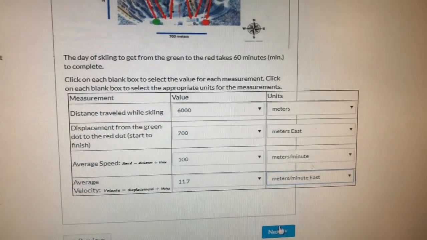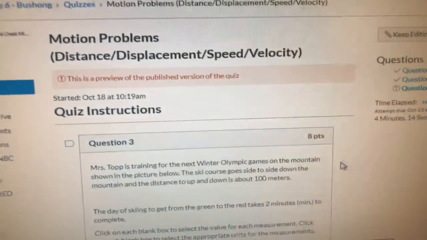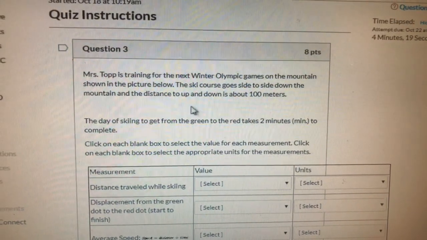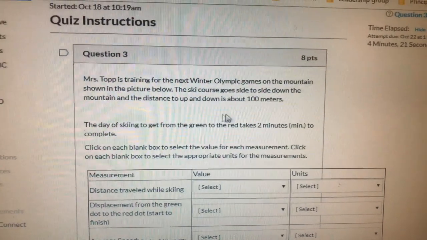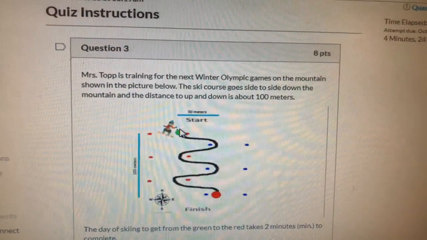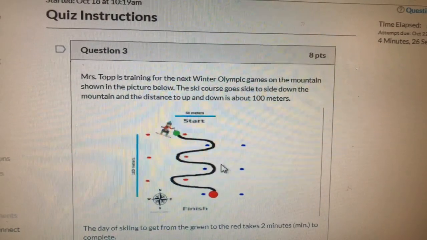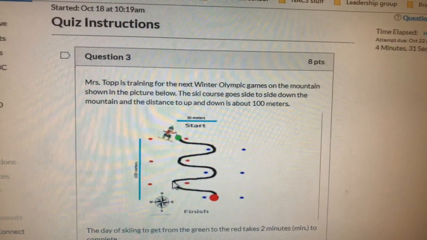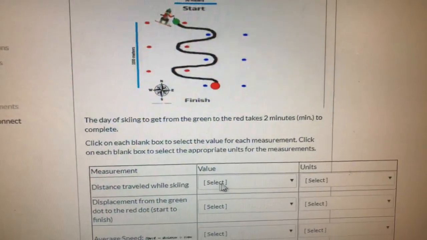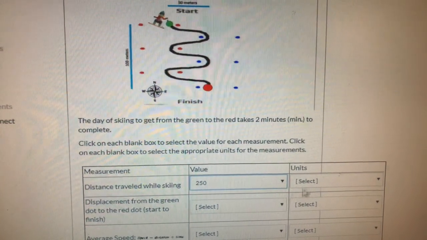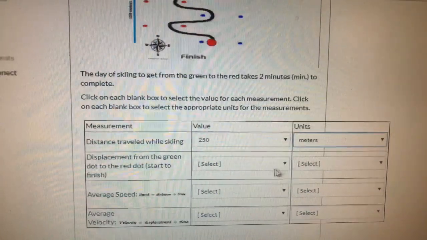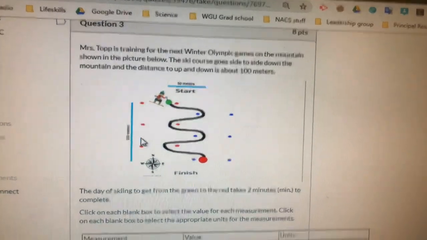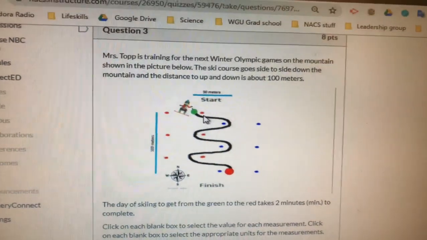Okay? And then we got one more. Last one says Mrs. Top's going, she's training for the Winter Olympic Games. And it says side to side, each distance from the side is 50 meters. So 50 meters, 50 meters, 50 meters, 50 meters. So the distance she traveled would be 50, 100, 150, 200, 250 meters. So 250 meters. And then your displacement, and this one's off to the side a little bit, but for sake of easiness, it's going to be 100 meters.